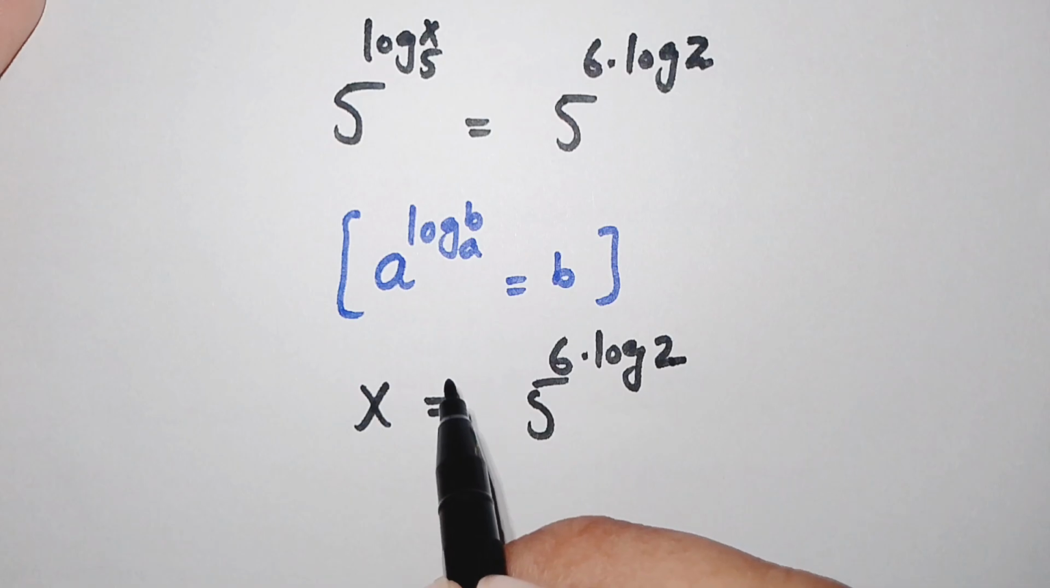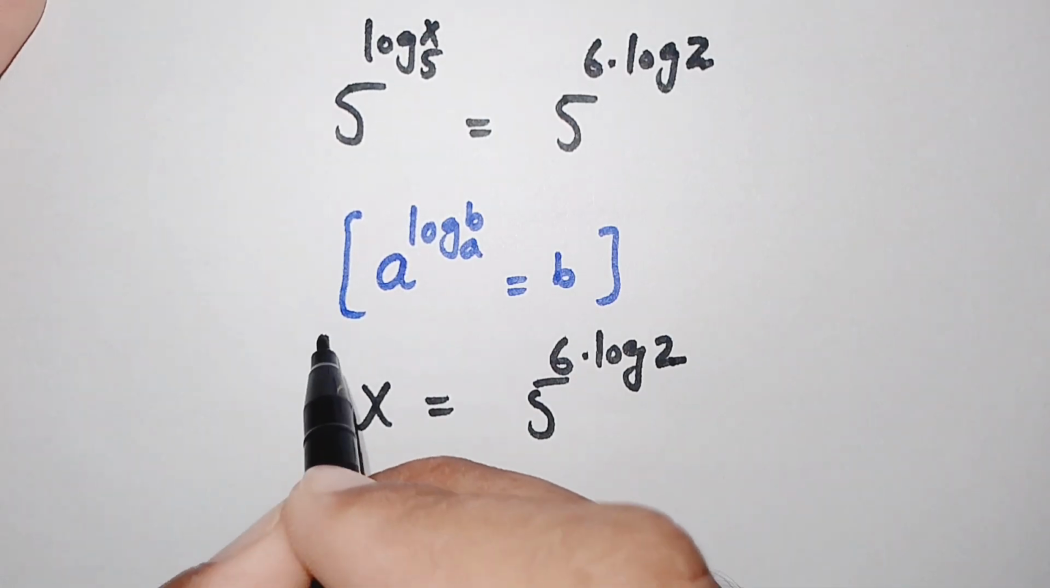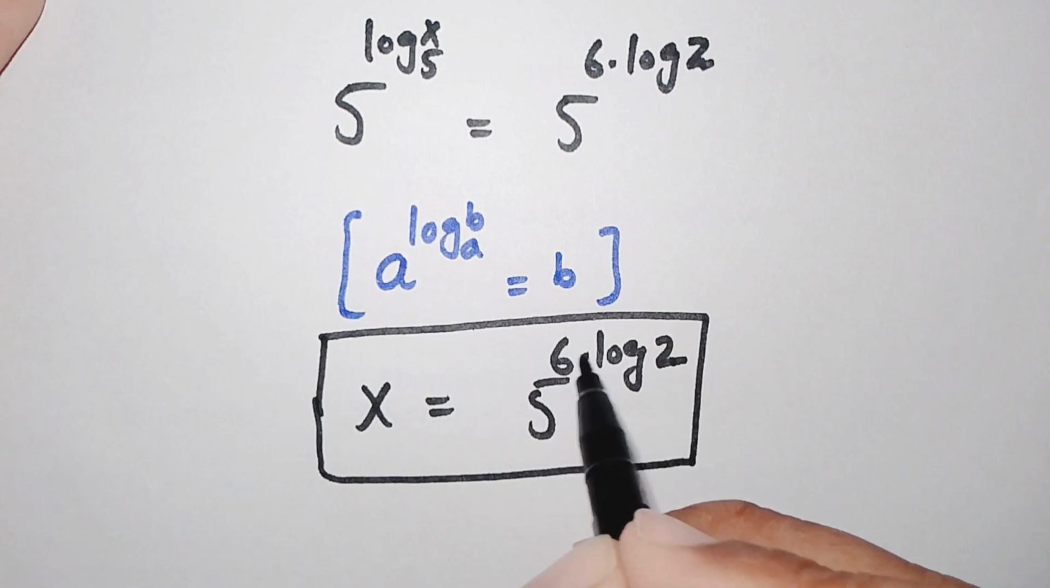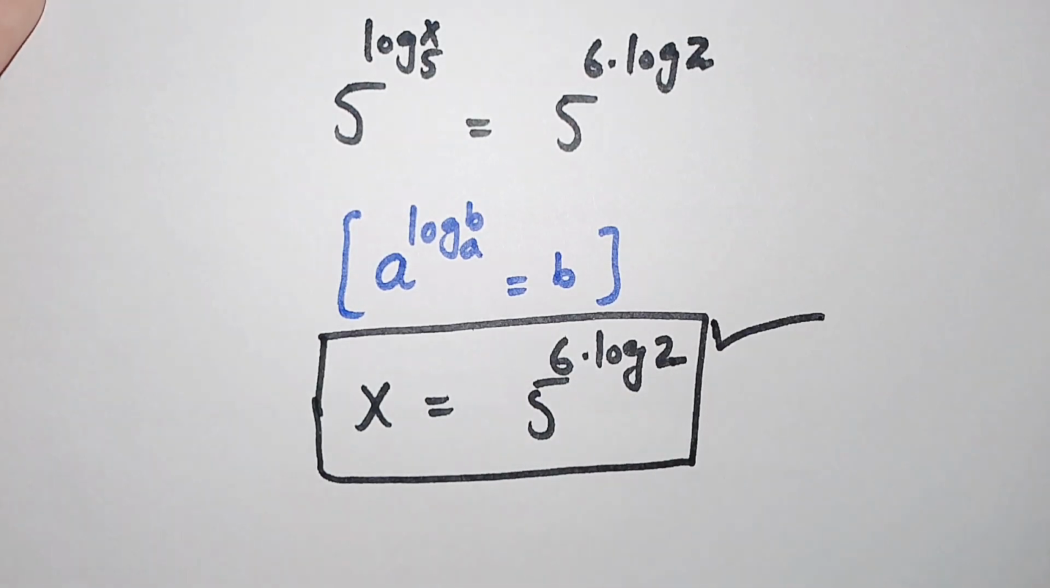Finally, this is the answer of this interesting question. x is equal to 5 to the power of 6 times log of 2 is the answer of this interesting question and the value of x. Now, we have to verify our answer, either this is correct or not.